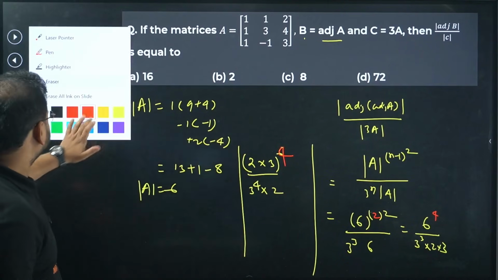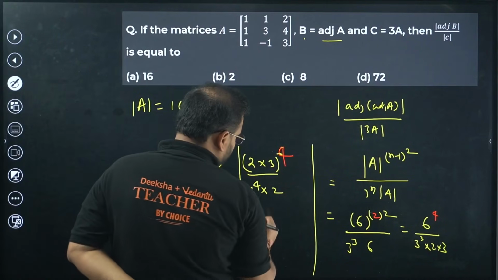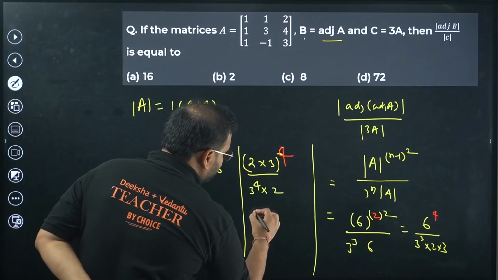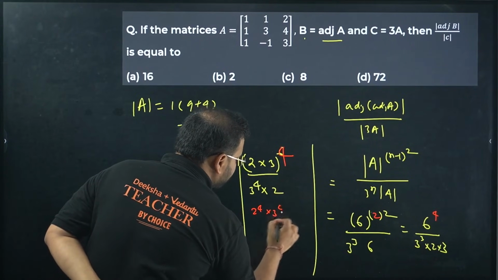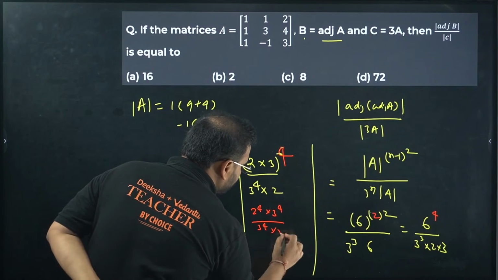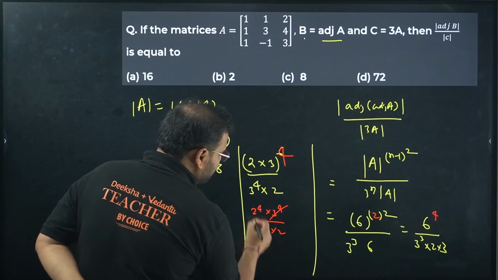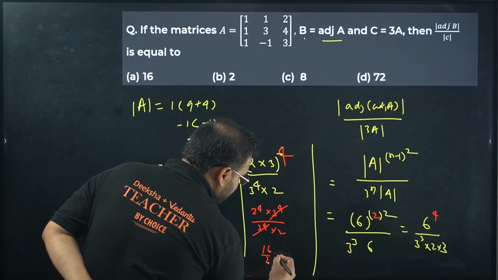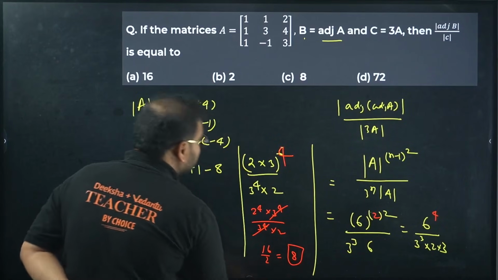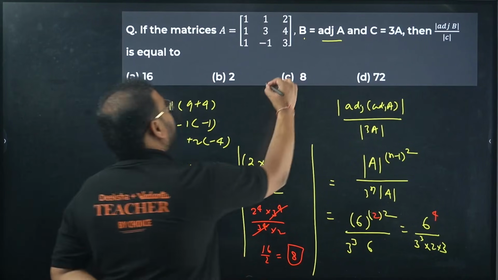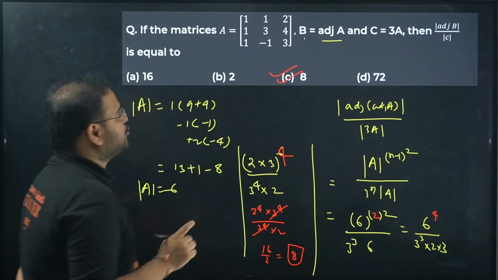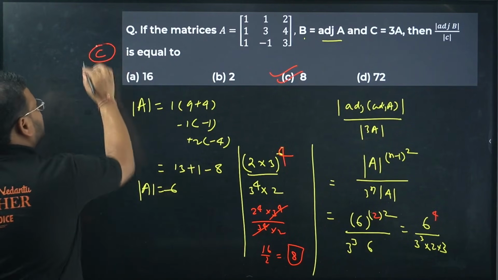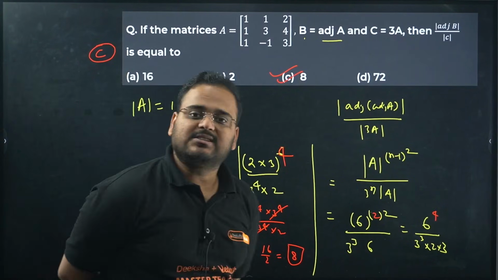Done. Check here. We have 2 power 4 and 3 power 4, so I'll end up with 2 power 4 into 3 power 4 by 3 power 4 into 2. 3 power 4 cancelled. 2 power 4 is 16, by 2 is 8. The answer is coming as option C. I'm not sure, I don't remember the answers that well, so let me know whether the answer is correct or not.